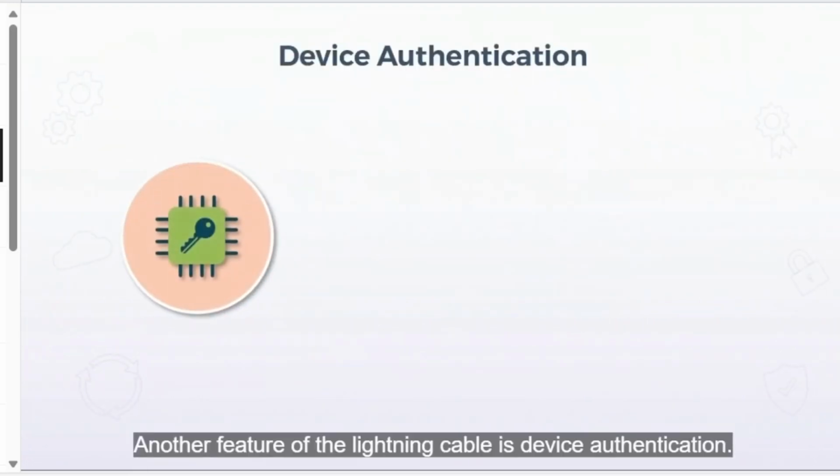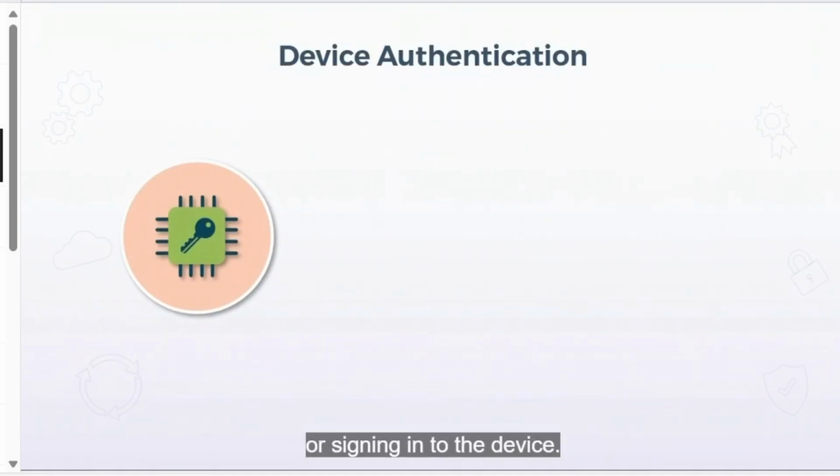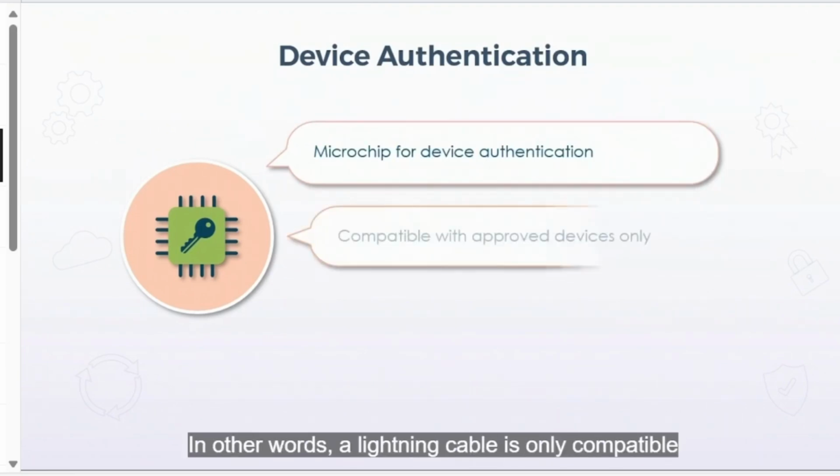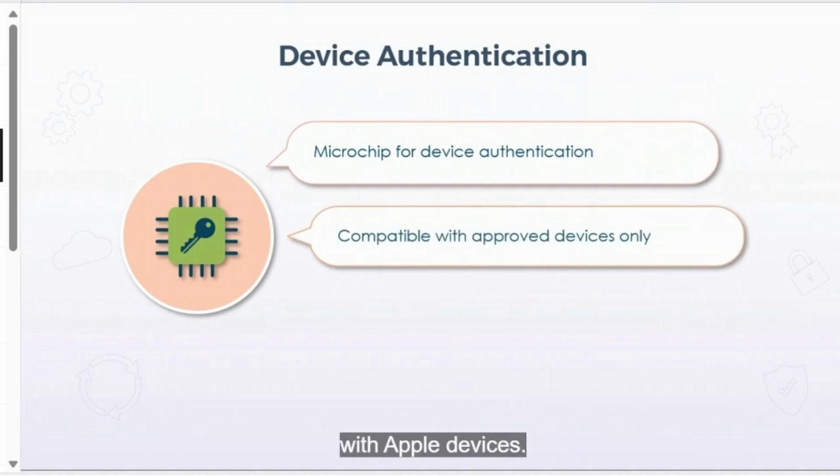Another feature of the Lightning cable is device authentication. Now, this doesn't have anything to do with your user identity or signing in to the device. Rather, the cable has a built-in microchip which authenticates that the device being used is a genuine and approved Apple product. In other words, a Lightning cable is only compatible with Apple devices. This also means that only a Lightning cable can be used with those devices.